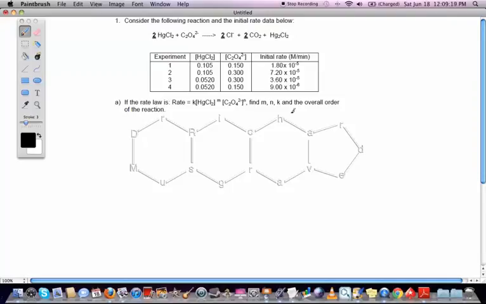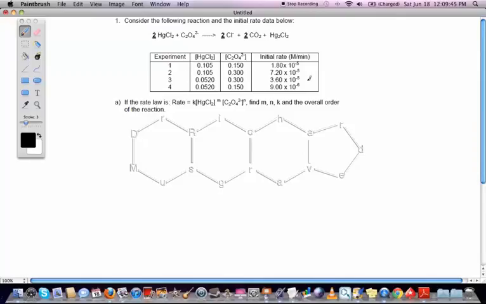So the smart move here, if I was interested in finding the value of N, would be to choose values of the HgCl2 here that will allow us to cancel those out. So we're looking for concentrations that are the same. So I can use rate 1 and rate 2, or I could use rate 3 and rate 4. It really wouldn't matter. I could use either set of those. I'm going to choose rate 1 and rate 2.